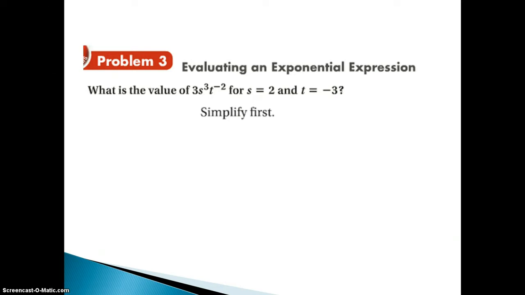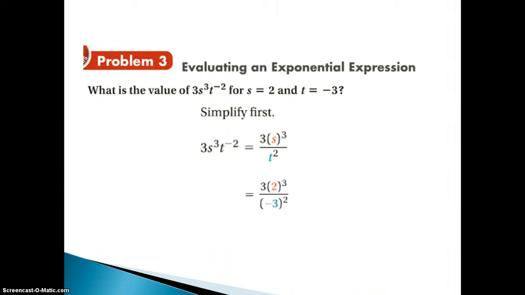You notice that the t has a negative power, so we're going to move that downstairs. So you notice here that in the numerator we have 3 times s to the third power, and in the denominator now we have t to the second power. So next step here is I'm going to see that s is the same as 2, so wherever I see an s I'm going to replace it with a 2, and t is the same as negative 3, so wherever I see a t I'm going to replace it with a negative 3.